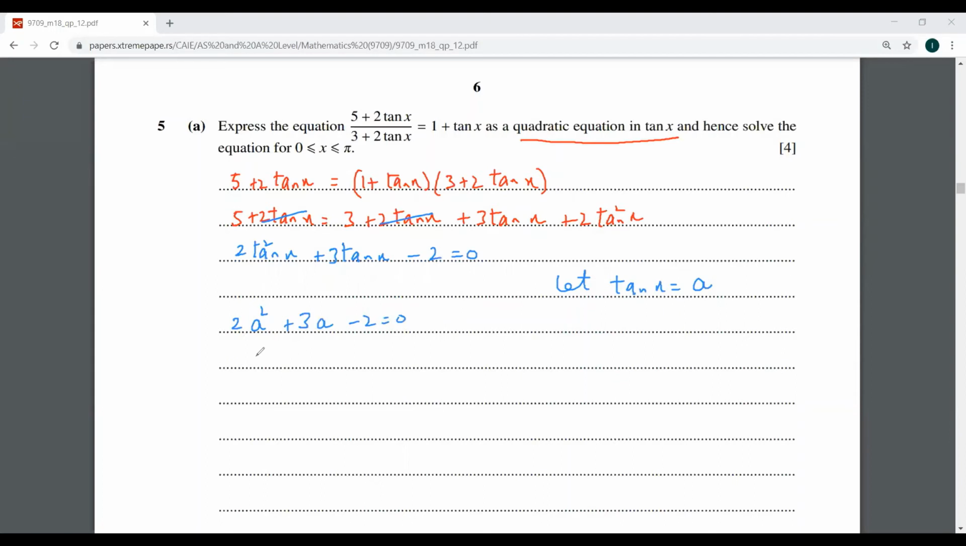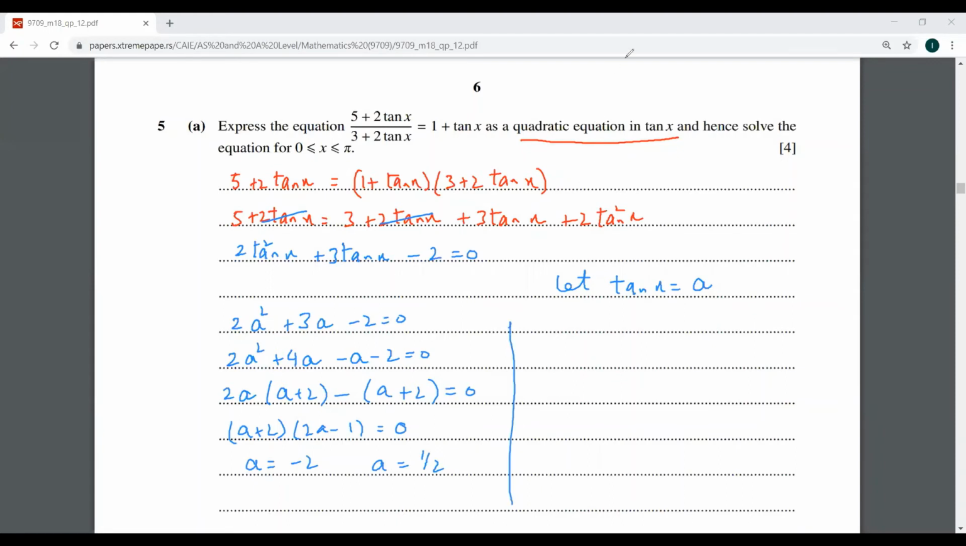I can factorize this, through the middle term breaking. Okay, this is 2a square plus 4a minus a minus 2. So I have 2a into a plus 2. Guys, you have to show this working where you solve this quadratic equation. So don't just try to find this directly through the calculator, okay? Don't lose your marks. So this is a equal to minus 2 and a equal to half. So then you put this a back as tan x. So you have tan x equal to minus 2.